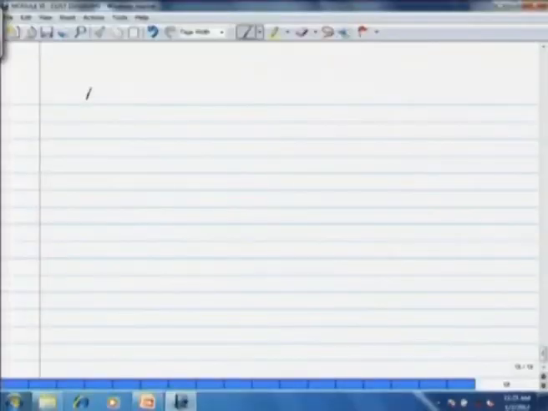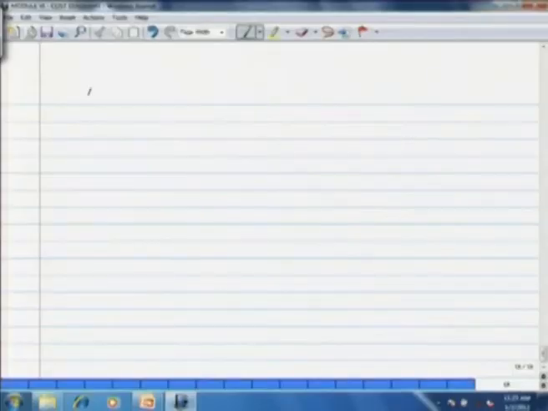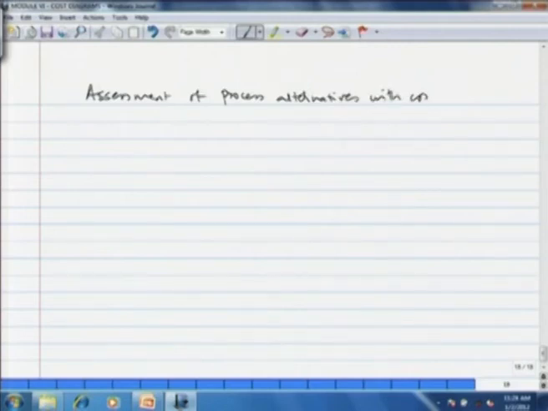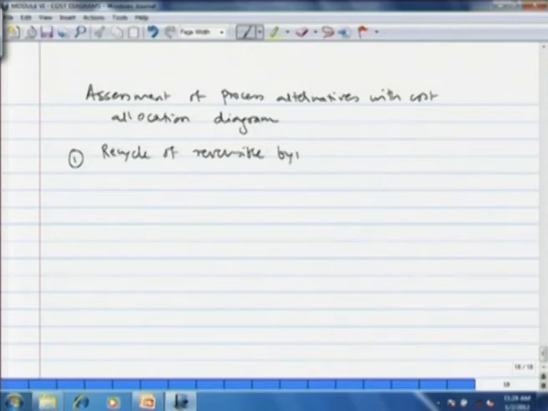So, all of these process alternatives we can assess using this cost allocation diagram. That is the exercise in the next lecture, but for your convenience I will list the process alternatives that we are going to assess. Assessment of process alternatives with cost allocation diagram. First, recycle of reversible byproduct diphenyl to extinction.